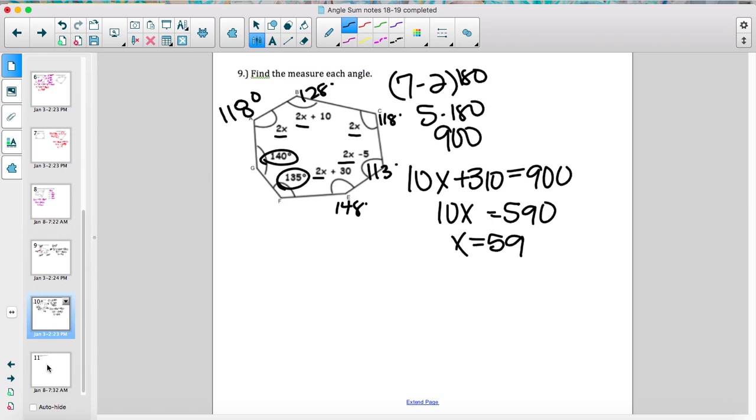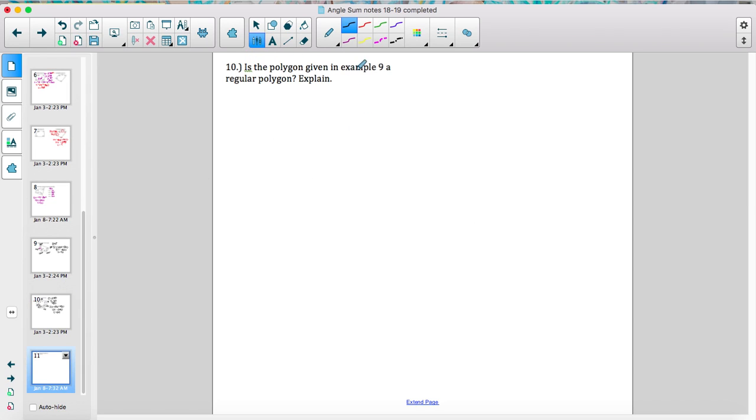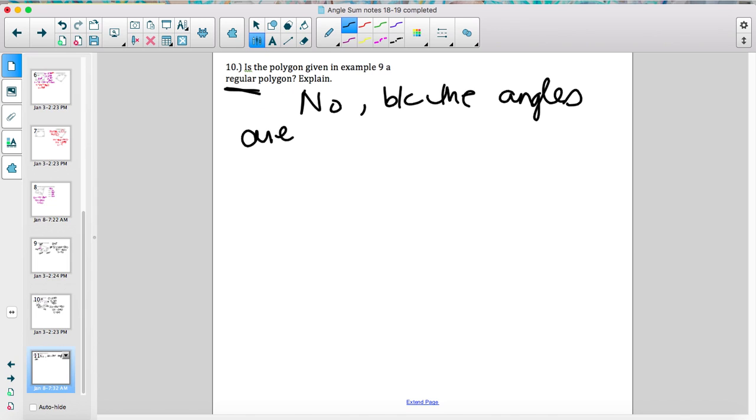All right, and then the last question here: is the polygon in number 9 regular? By our definition, regular means all sides and angles are the same length. We don't know anything about the sides, but clearly this is not a regular polygon because the angles are not the same measure, or not all equal.